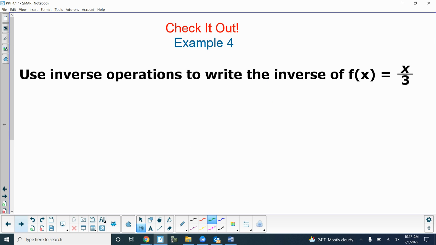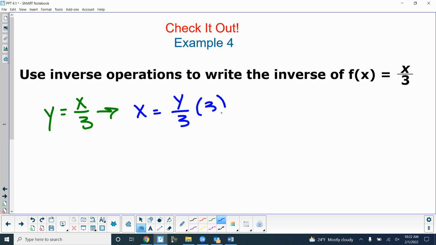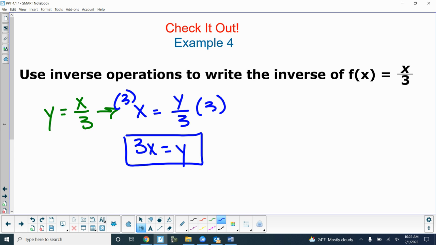All right, so this one, again, we're thinking of it as y equals x over 3. We're going to change it to what? Good. x equals y over 3. How do I move the 3 over? Multiply, right? So we get 3x equals y. That's our inverse function.